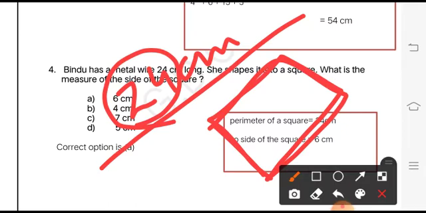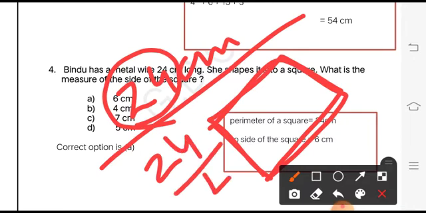We know square has all the sides same. That means knowing perimeter, we can calculate side by dividing it by 4. That means 24 divided by 4 is 6. So each side will be 6 centimeter. So option A is correct.